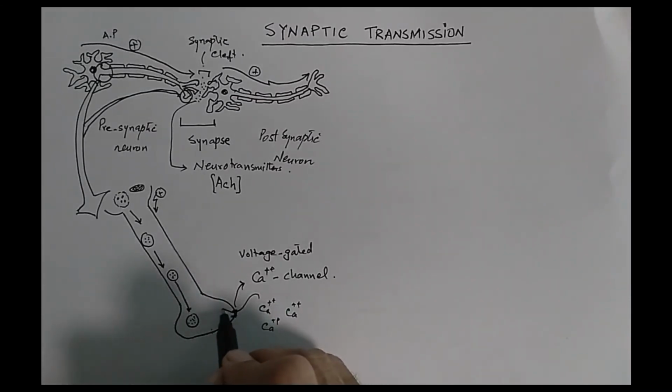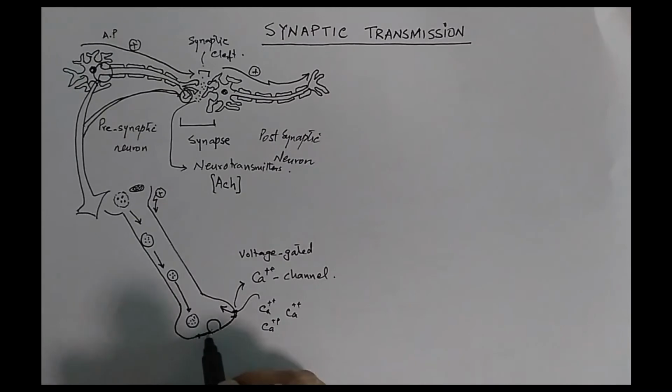They rush into the axonic terminals and then they attach to specific receptors, allowing the fusion of the membranes of the vesicles with the neuron membrane, which results in the release of the neurotransmitters into the synaptic cleft.